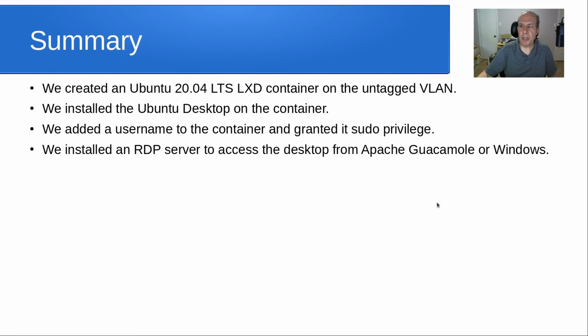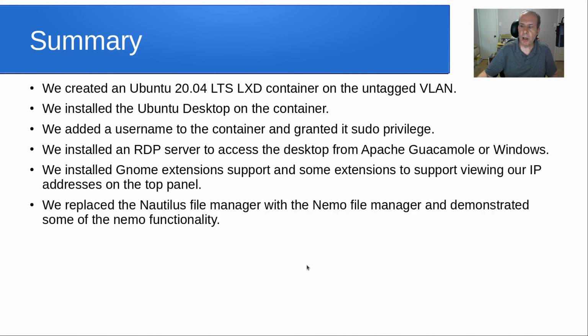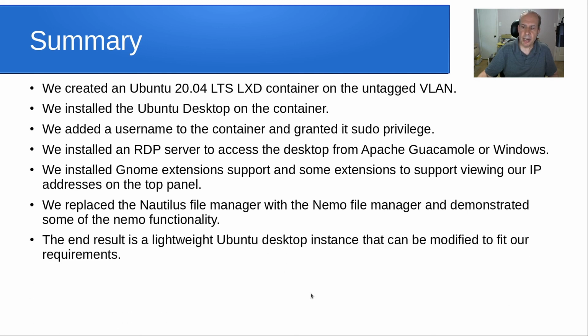We installed an RDP server to access the desktop from Apache Guacamole, which I cover in some of my previous videos, or from Windows. Then we installed GNOME extension support and some extensions to support viewing our IP address on the top panel, which can be handy, especially if you're connecting to another container. And then we replaced the Nautilus file manager with the Nemo file manager and demonstrated some of the functionality Nemo has that exceeds what we have with Nautilus. The end result is a lightweight Ubuntu desktop instance that can be modified to fit our requirements.